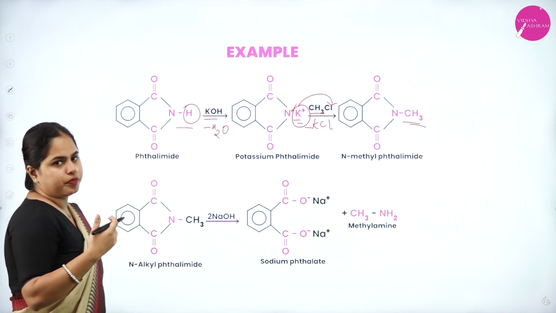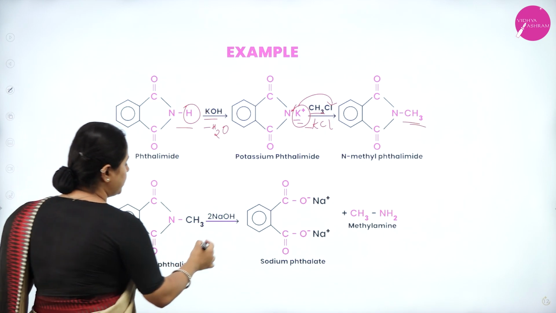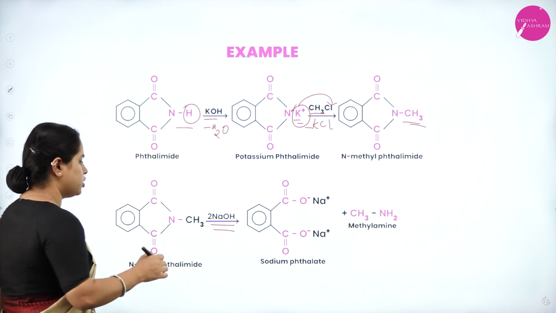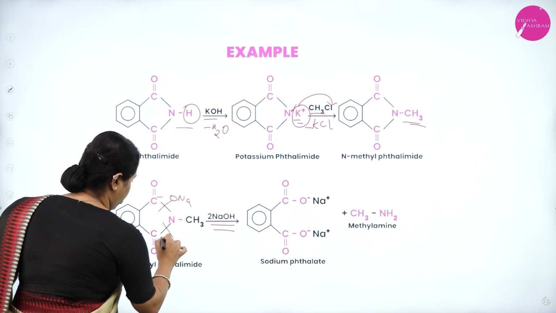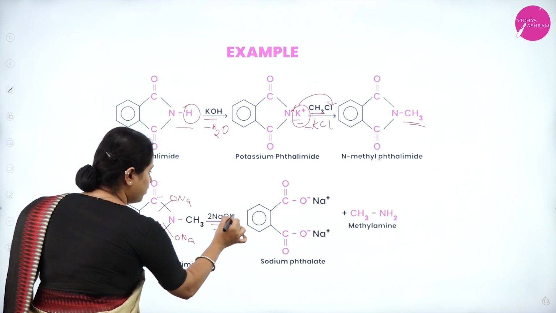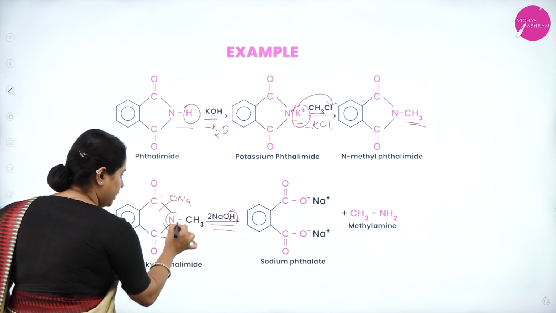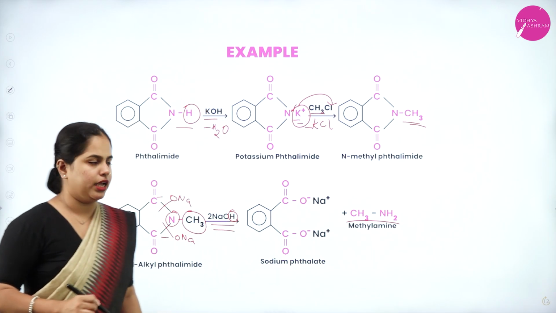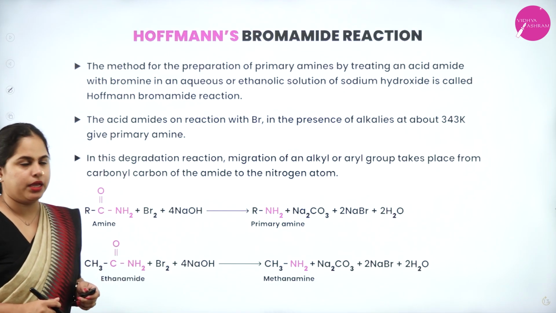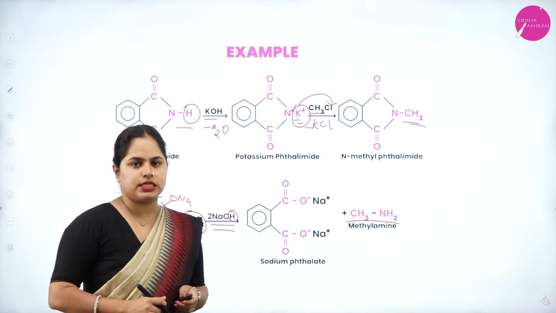Now this N-alkyl phthalimide, that is N-methyl phthalimide, is going to react with sodium hydroxide. What is going to happen? These bonds are going to break here. ONa will be added here, ONa will be added here. So you have two hydrogen atoms, you have nitrogen and CH3. So you will get CH3NH2, which is methanamine. So you will be obtaining methanamine. So I hope Gabriel phthalimide synthesis is clear for you.